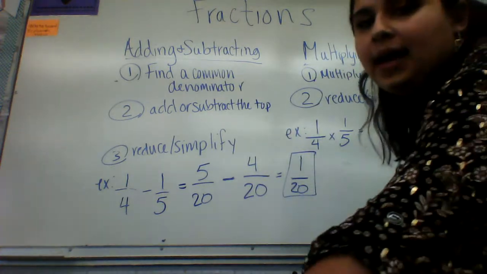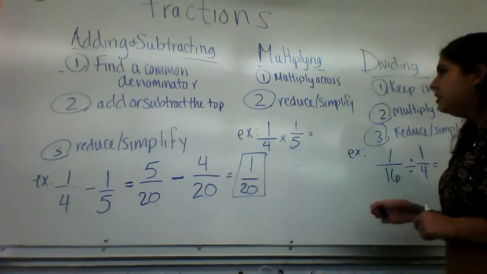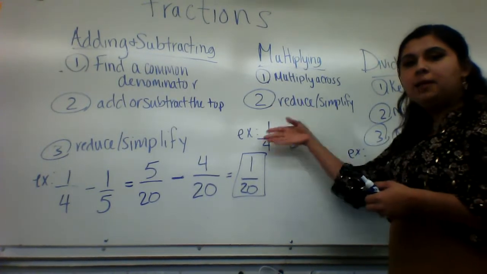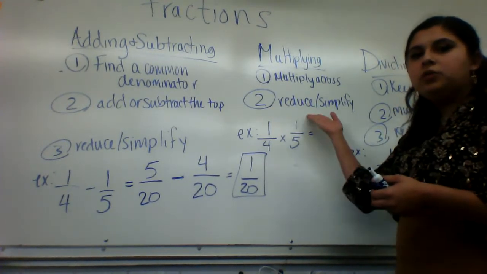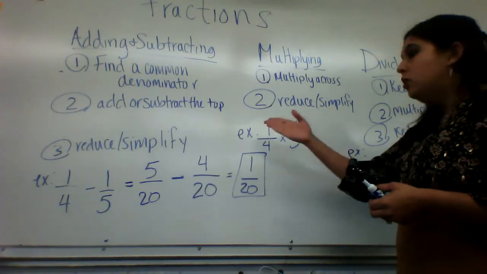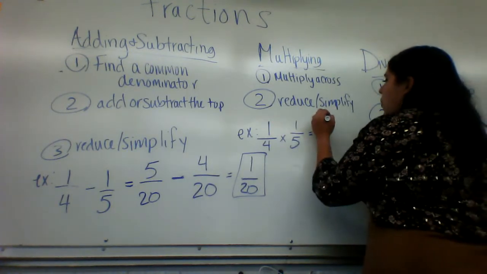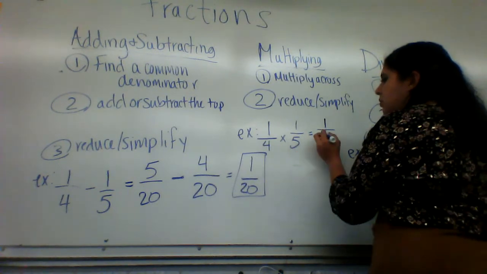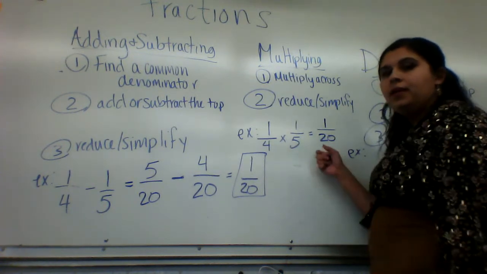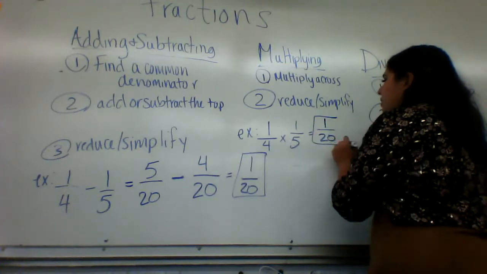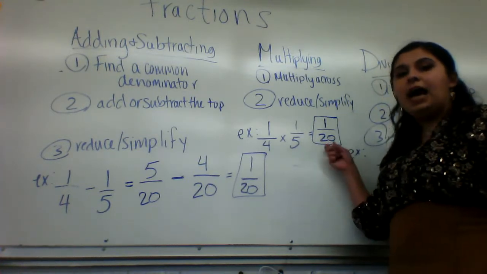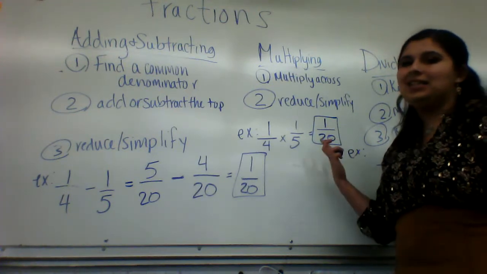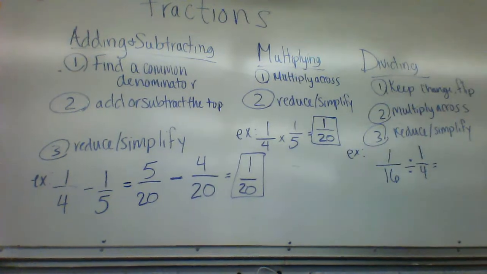Now, we're going to go ahead and multiply our fractions. So multiplying, we just multiply across. We multiply the tops, we multiply the bottoms, and then we reduce or simplify where we can. So 1 times 1 is 1, and 4 times 5 is 20. That's our answer, 1/20. If I could simplify, I would, which means if the top and bottom have something that can go into it, it doesn't here, so I'm not going to simplify.